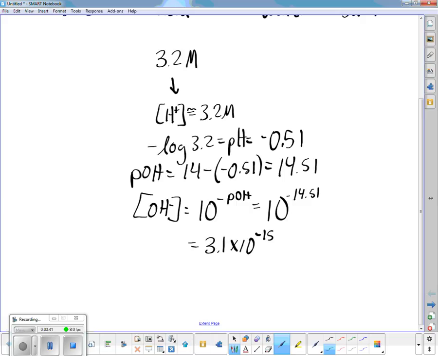So this would be a strong acid. It's a very weak base. Now, all I did was the acid part of this. I didn't assume that I had added any hydroxide to it at this point.